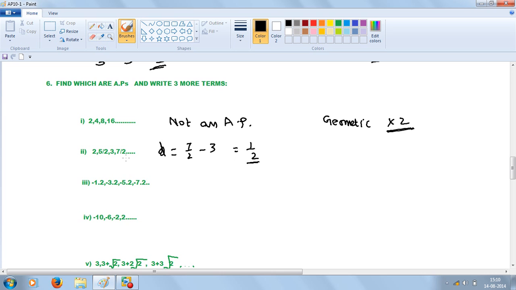Write three more terms. 7 by 2 plus half is 3 and a half. Next is 4. Next is 4 and a half, or it's 9 by 2. Next 5, or 10 by 2. Next 5 and a half, it's 11 by 2. Like this: 5 by 2, 7 by 2, 9 by 2, 11 by 2. These are the next four terms. So this is an AP.